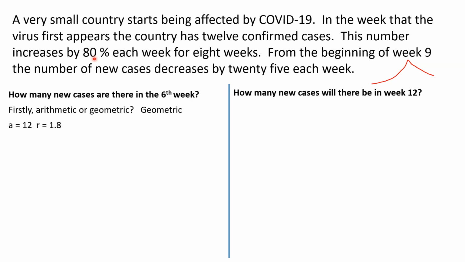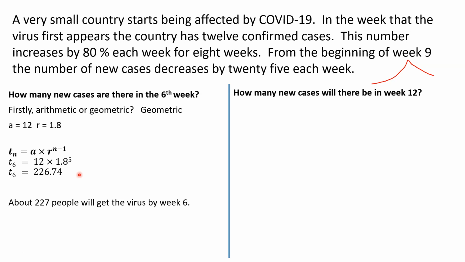Now, are we finding the total across a number of weeks, or are we asking about the number of cases in a specific week? Just a specific week, so we're going to be using the term rule for the geometric sequence. Next, we put our numbers in. We put 12 here, 1.8 there, and then 6 minus 1 gives us 5 in the power there. If you type that into your calculator, you come out with 226.74. That's not quite a whole number, but we're talking about people here, so you need to round it to a whole number. So about 227 people will get the virus by week 6.